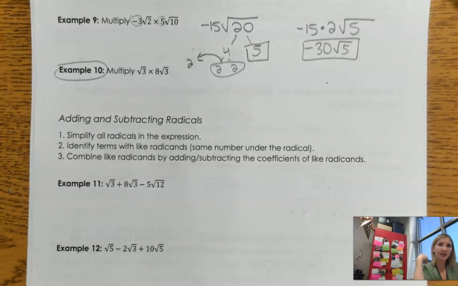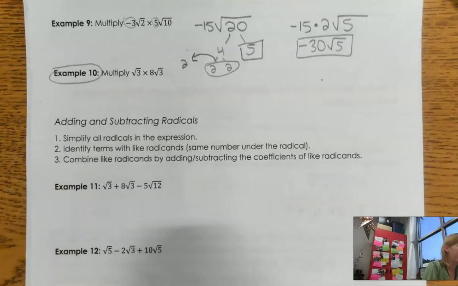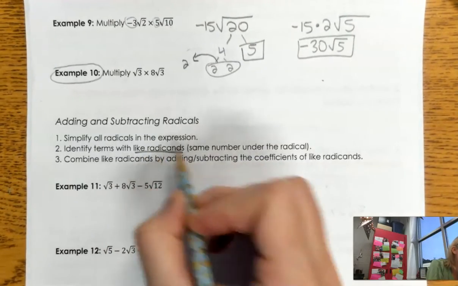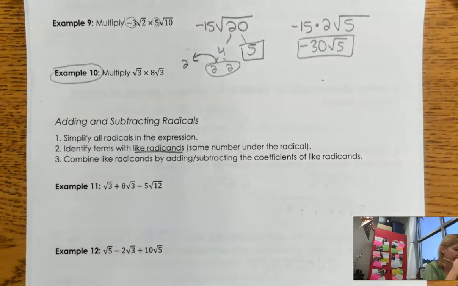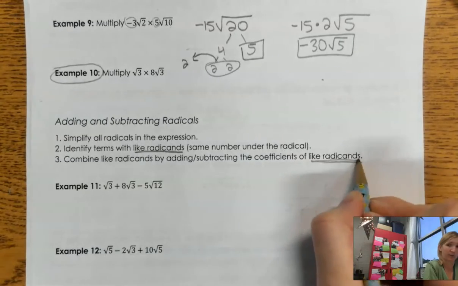And then last up, adding and subtracting radicals. You're going to simplify all radicals in the expression. Once you're done simplifying anything that needs to be simplified, identify terms with the same number underneath the radical, the same radicands. And then you're going to combine them by adding and subtracting the coefficients of the like radicands only. Those are the only ones that you can combine.